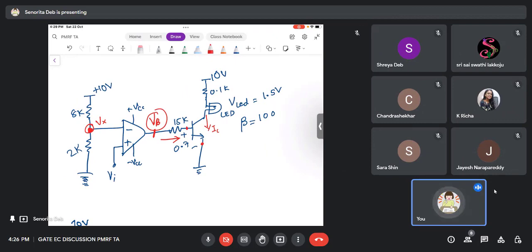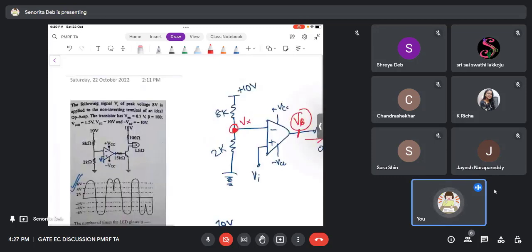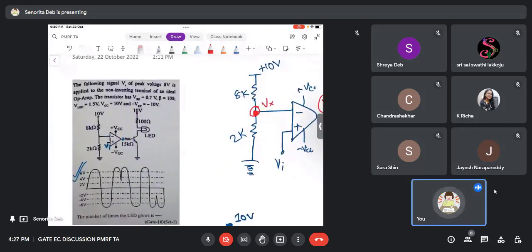So the purpose of the circuit is clear, right? We are basically using an op-amp to make a decision to put a voltage to the base of the BJT so that the BJT gets biased, and therefore there is a current flow in the output of the BJT, which will ultimately lead to the LED glowing. Now in the question they have given a graph, and they are asking that if this is the input Vi, then please let us know how many times the LED will be on.